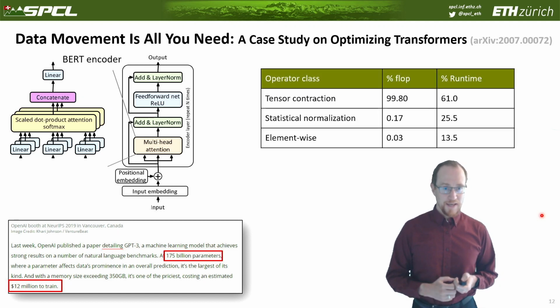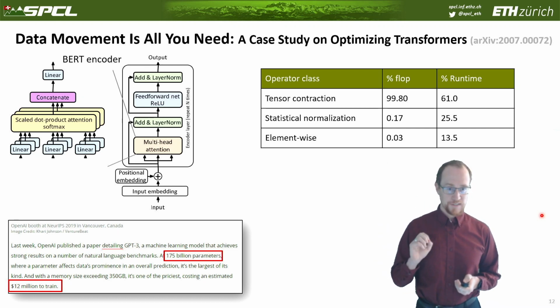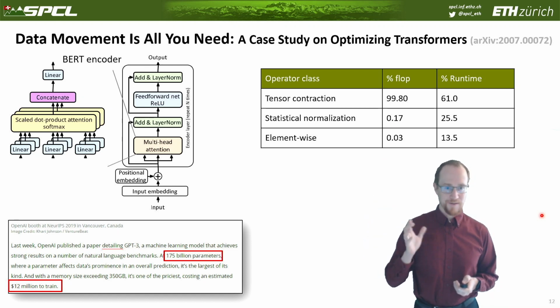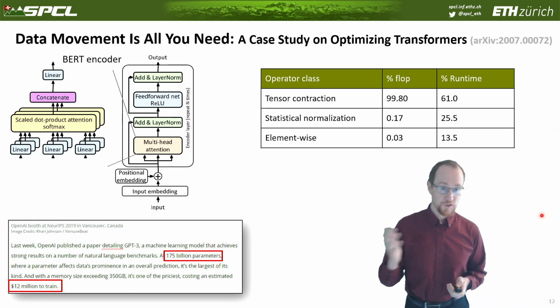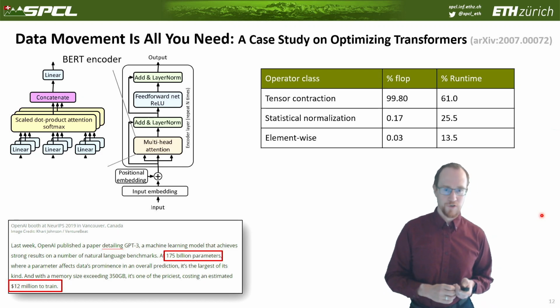But if you now analyze this network, you will find that there are 3 different types of operations. One I would call tensor contraction, so essentially just matrix multiplication. The second one, statistical normalization, and the third one, element-wise operations. The second and the third are vector operation heavy, and the first one is very much matrix multiplication, so n cubed operations versus simply n or n squared operations.